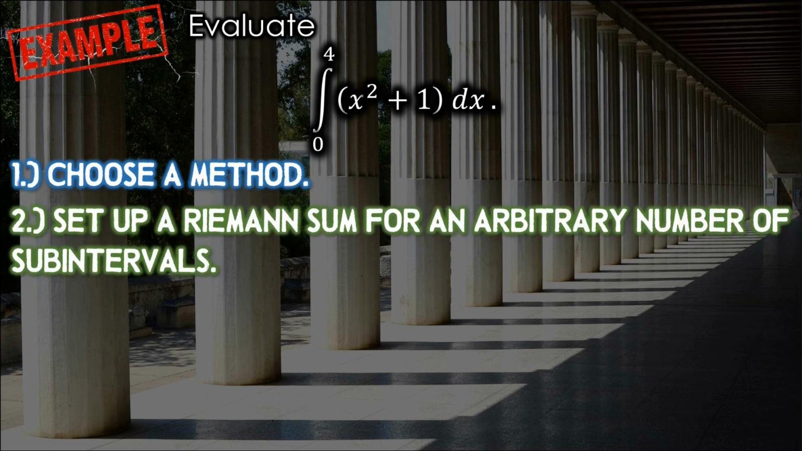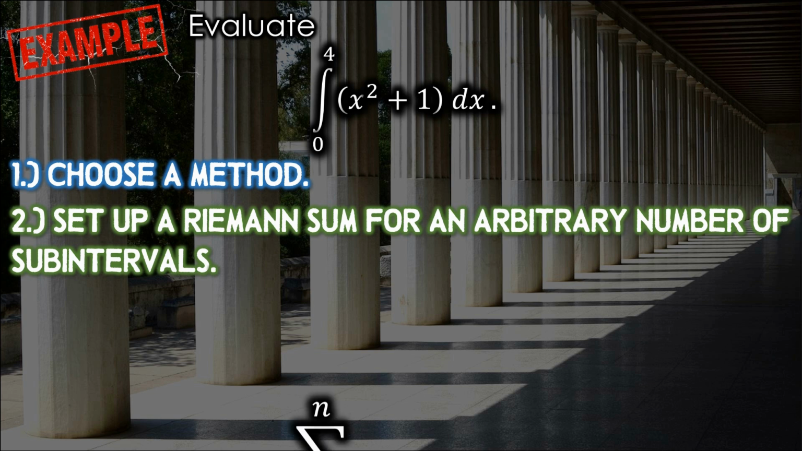Set up a Riemann sum for an arbitrary number of subintervals. In other words, I don't want to decide ahead of time that I've got 4 rectangles or 8 rectangles or 20 or 100. I want to leave it open and arbitrary. I want to just give it a name like n. Let's just say that there's n rectangles. What would my Riemann sum look like then?